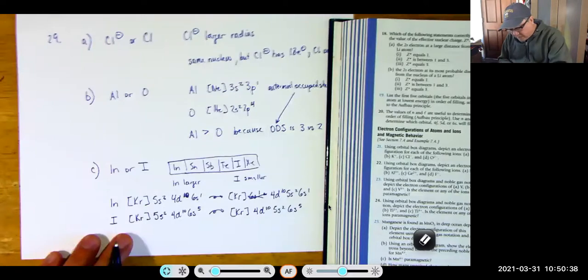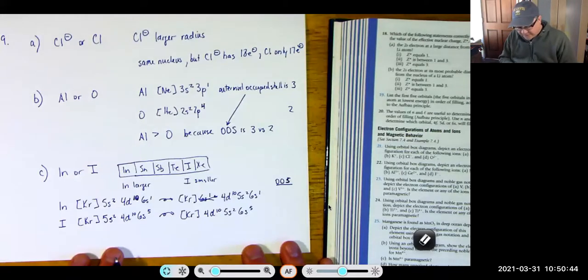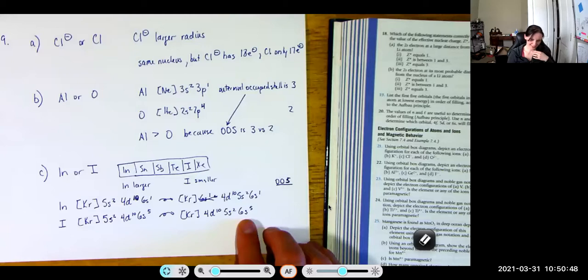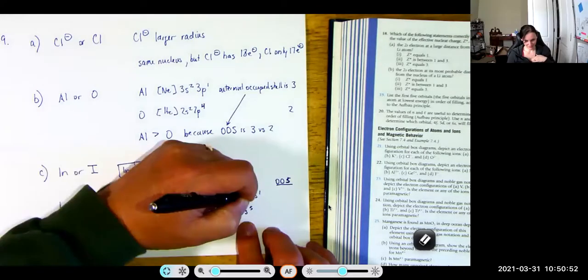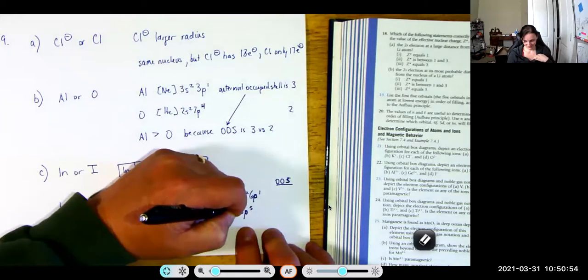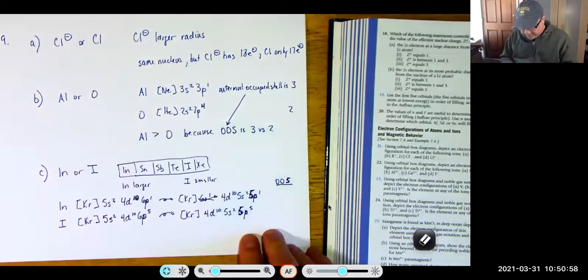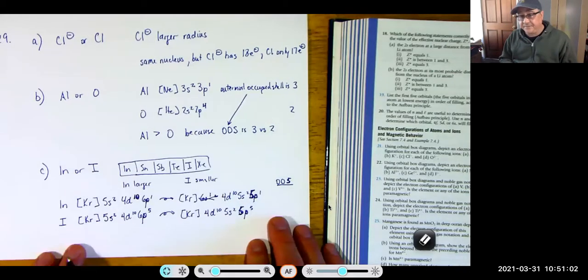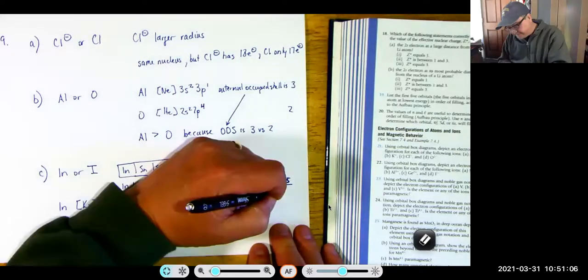So what is the outermost occupied shell on both of these? Why do I have 6s5? I don't know. That should be p, right? 5p. 5p. I'm all over the place on this problem. Okay, what is the outermost occupied shell on these? 5. The fifth, right? Yeah.